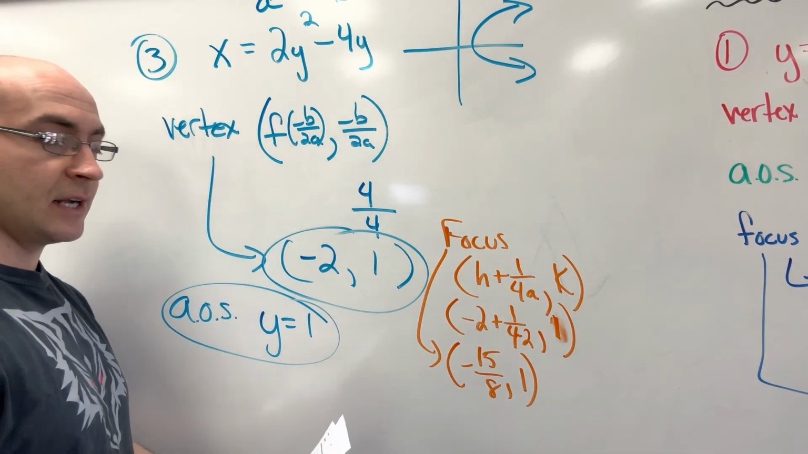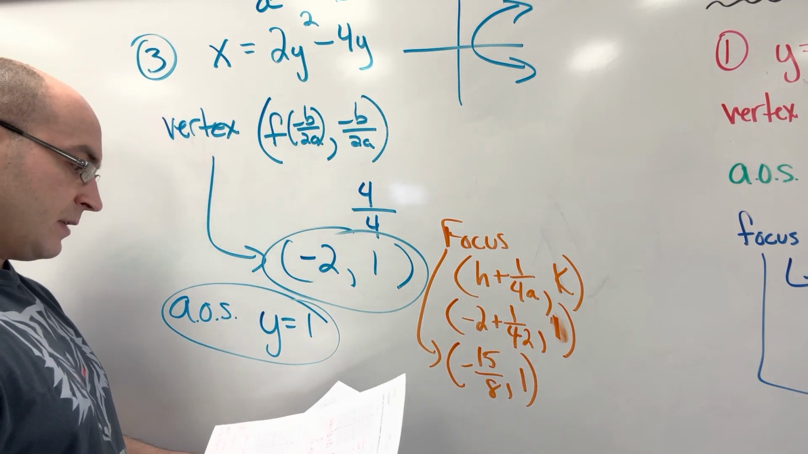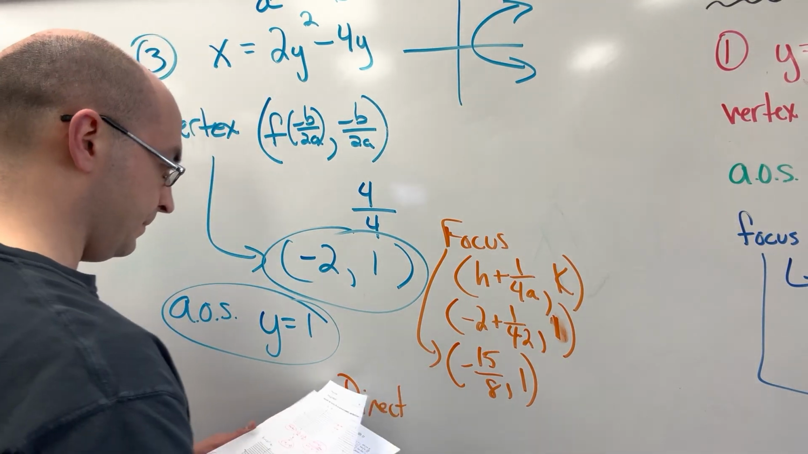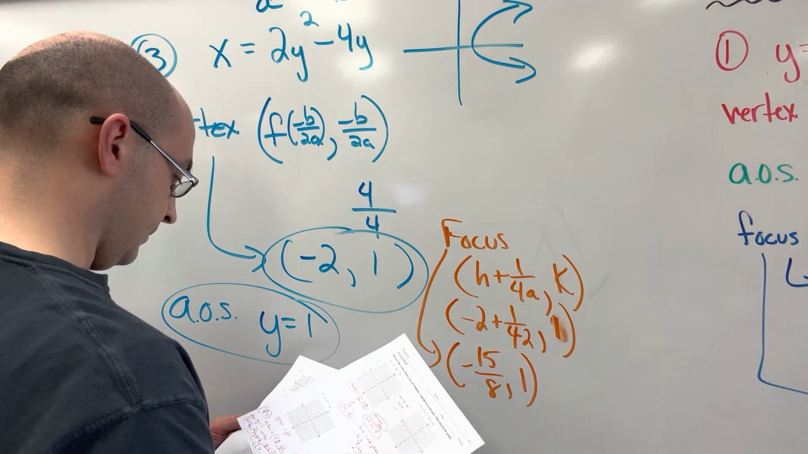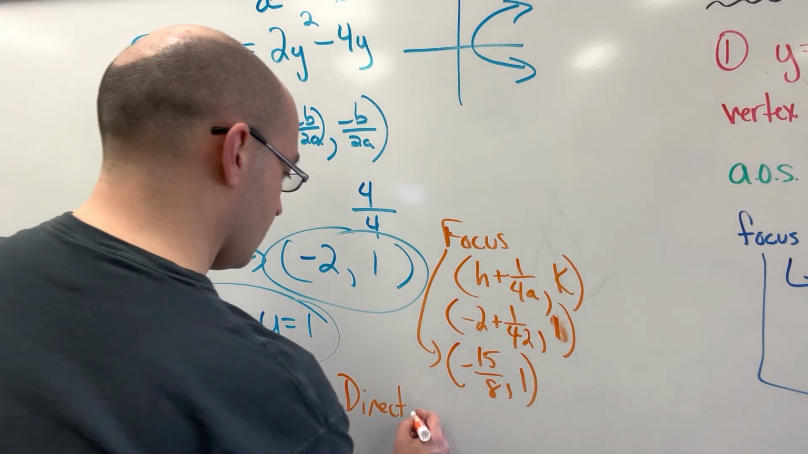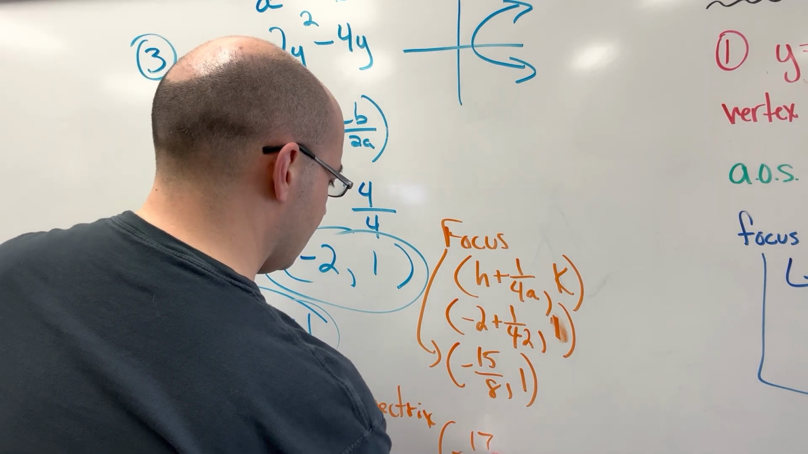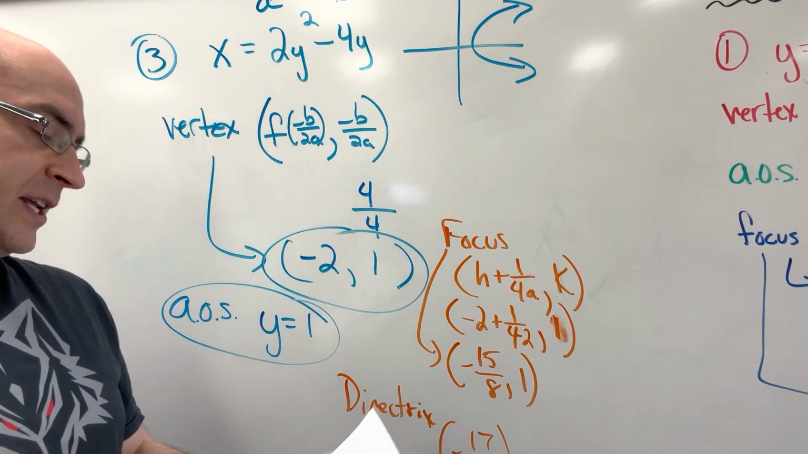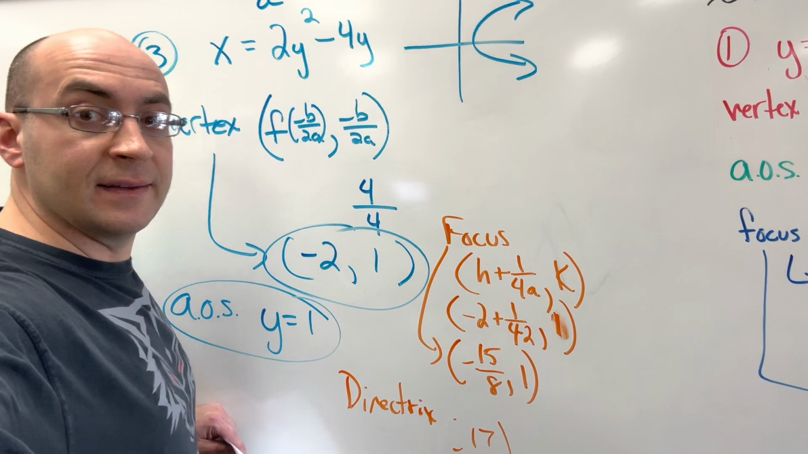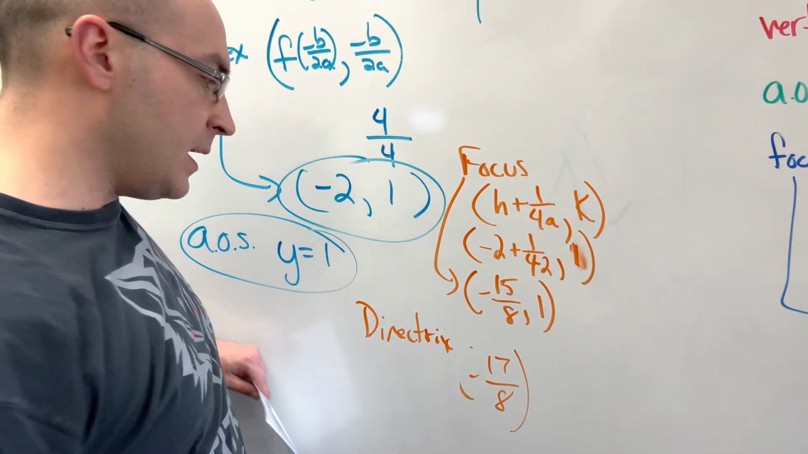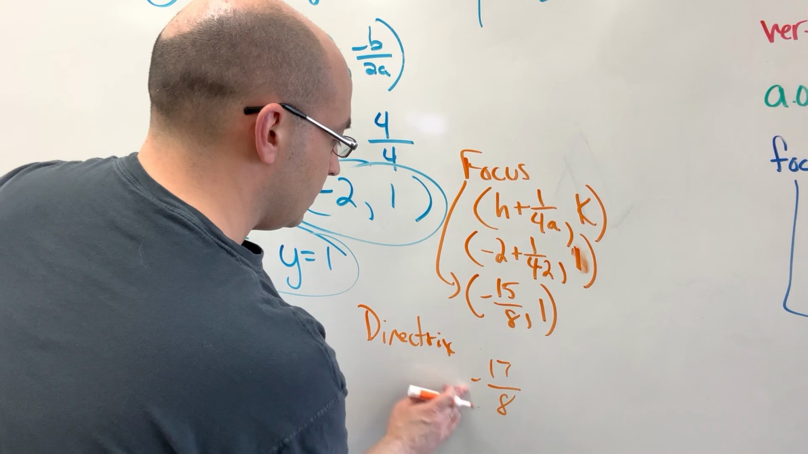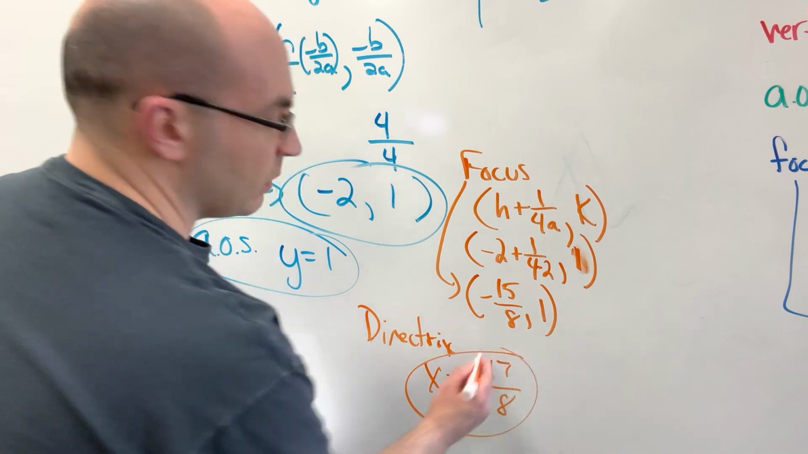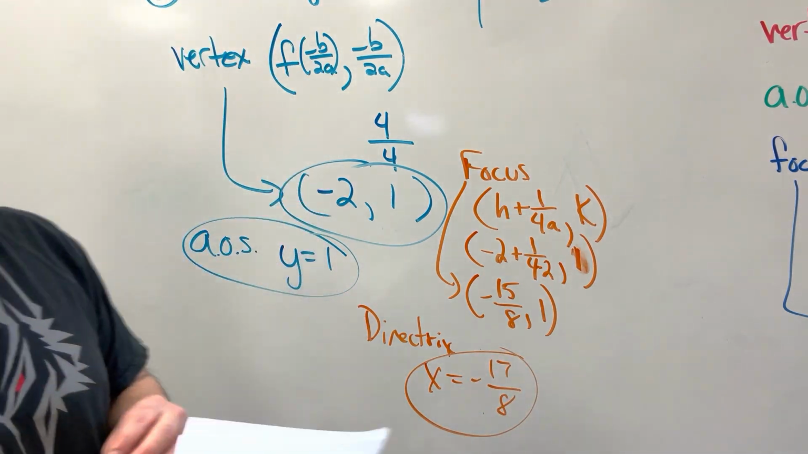And then again, the focus and directrix are the same distance from the vertex. So our directrix is going to be negative 17/8. Now, the way that it puts it here is it wants to put it as a line. We'll talk more about that in class. So directrix for y lines, we're going to make them actually lines. And the directrix is going to always be the x equals line. So x equals negative 17/8. We'll talk more about that in class. But directrix for these things, they have to be lines.